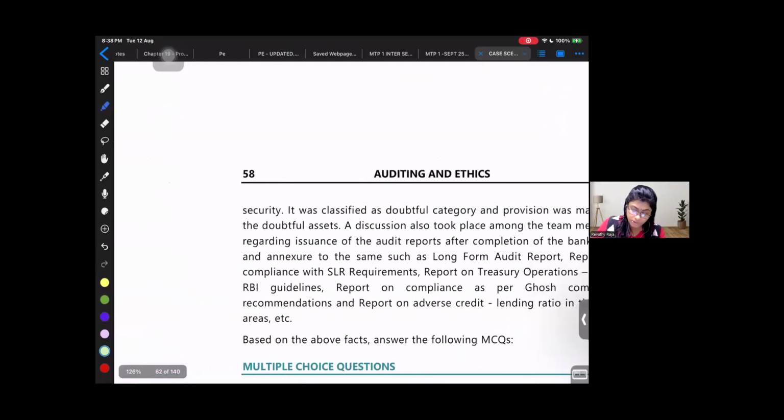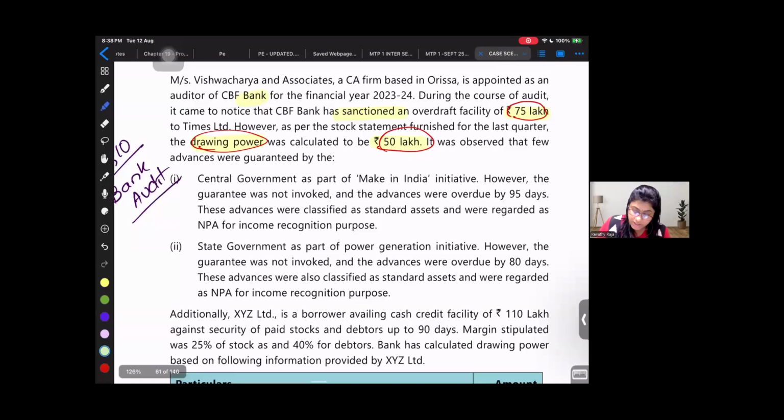So can we go back to the question? Central government is a part of the Make in India initiative. However, the guarantee was not invoked and overdue for more than 90 days. And once it is more than 90 days, usually it will become what? Out of order, or it will become NPA. However, since it is a central government guarantee advance, for asset classification, it will be performing.